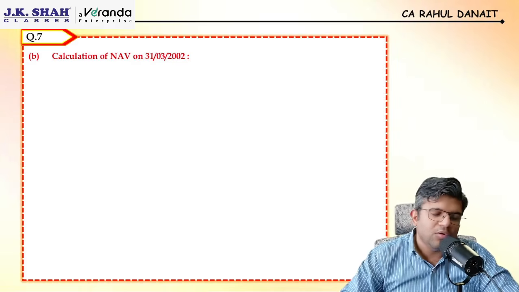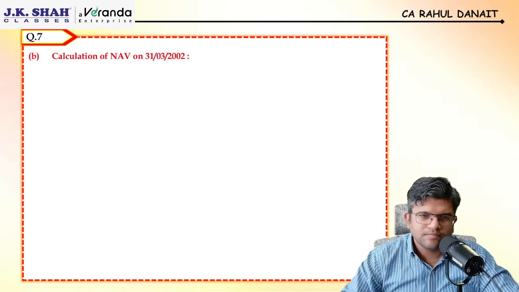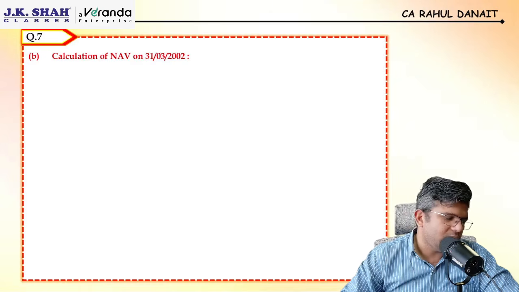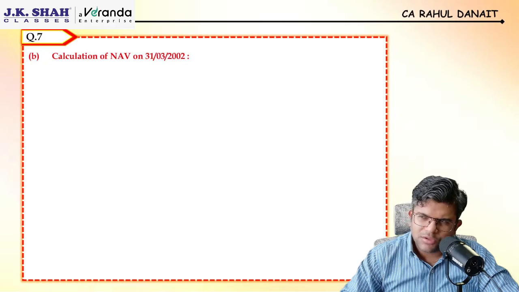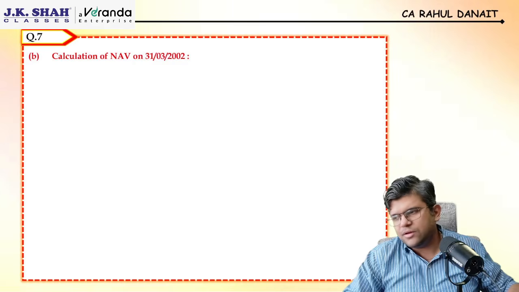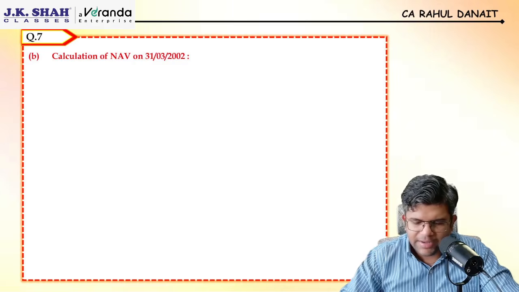Therefore, total units equal to 10,000 units plus 487.8 units equal to 10,487.8.